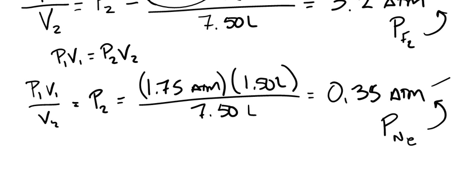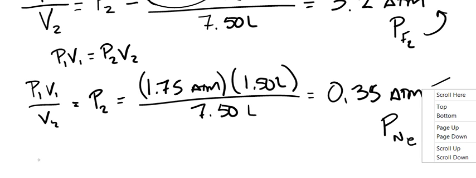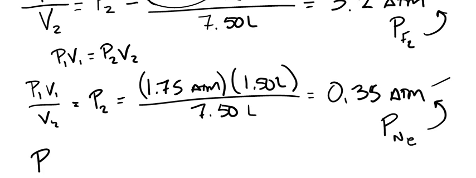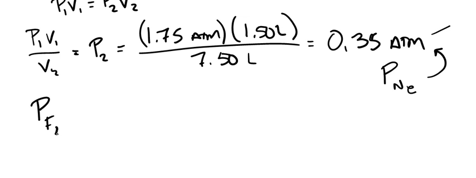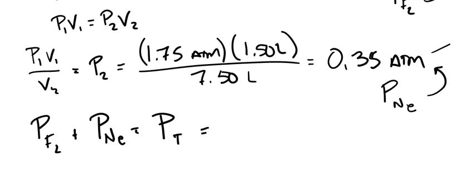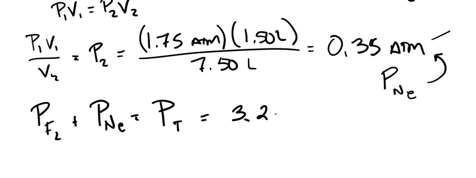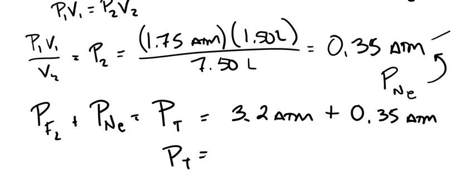Now the answer to the last part, it's pretty simple. We just take the pressure of our fluorine, let's scoot this up a little bit, pressure of our fluorine, add it to the partial pressure of our neon, and that will equal the total pressure. So take our values that we just calculated, so 3.2 atmospheres, and add it to, and again, it's an addition of gas, to the 0.35 atmospheres, and our total pressure equals 3.55.